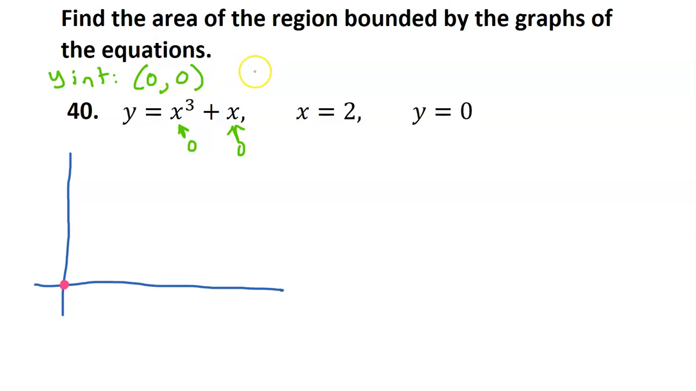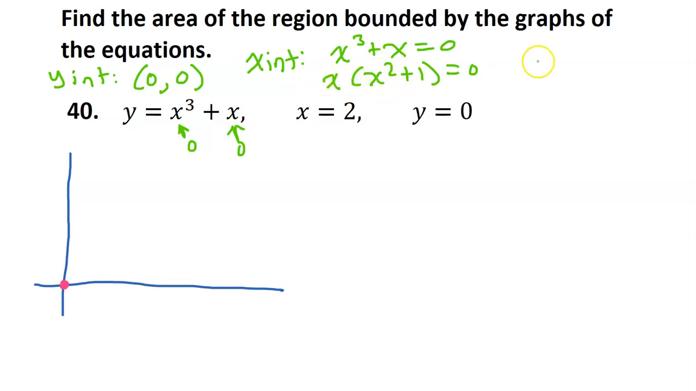What about other x-intercepts? If we want to find other x-intercepts, we need to set the entire function equal to 0 and solve. So if I set x to the third power plus x equal to 0, if I factor this, I'm going to have x times x squared plus 1 is equal to 0. Using the zero product property, the idea would be to set each of these factors equal to 0. So of course we immediately get x equals 0 from the first factor. But if we set x squared plus 1 equal to 0, this has no solutions, right?